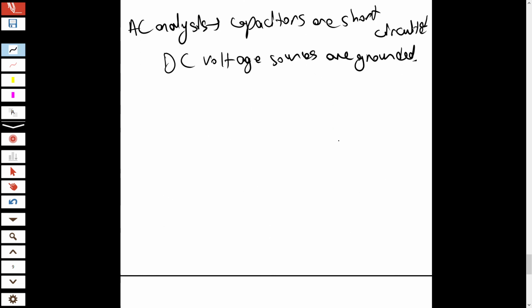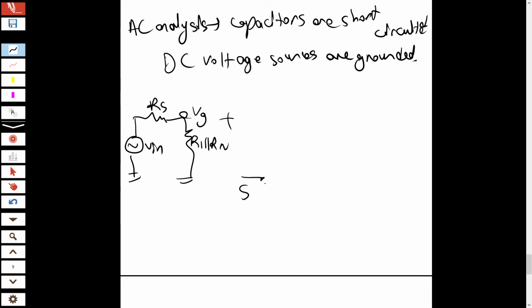So my AC signal equivalent of the transistor is like this. There is V input, here R source, R1 parallel R2, this is V gate, and here my source, and the source is grounded. There is GM VGS here, and RD goes to ground in here.